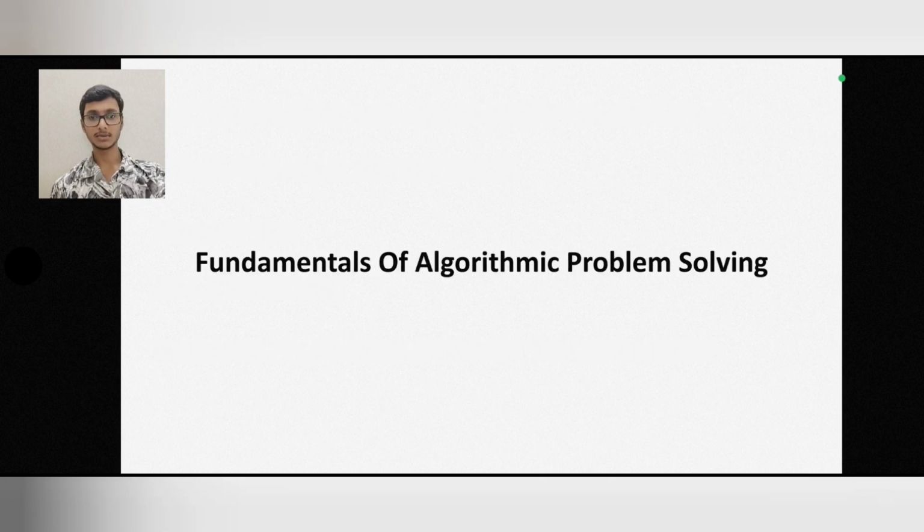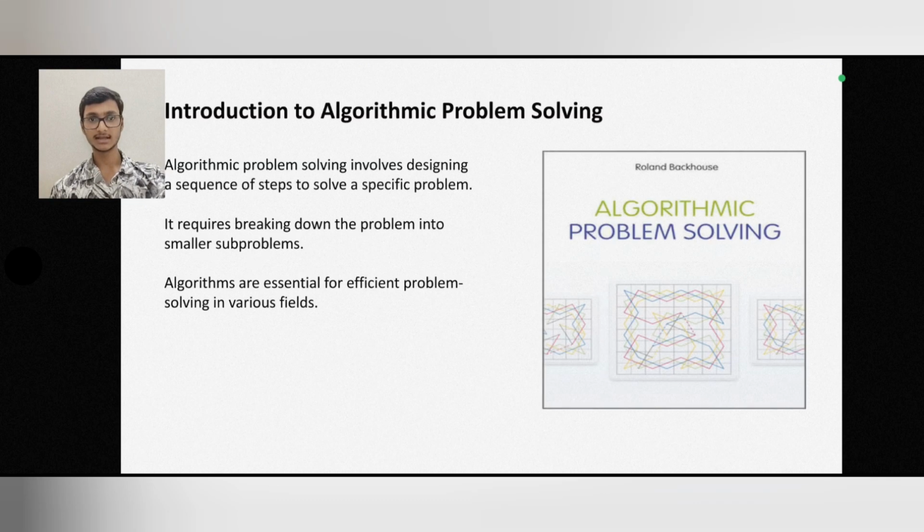Today, the main topic of our presentation is Fundamentals of Algorithmic Problem Solving. Let us see what exactly it is. Introduction to Algorithmic Problem Solving. Algorithmic problem solving involves designing a sequence of steps to solve a specific problem. It requires breaking down the problem into smaller subproblems. Algorithms are essential for efficient problem solving in various fields.